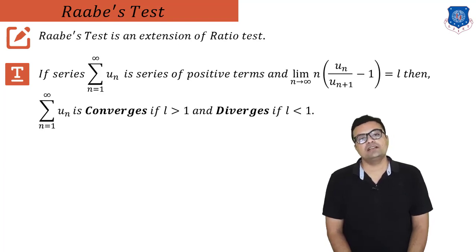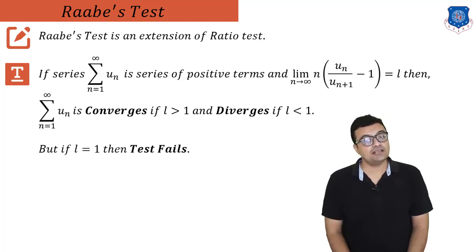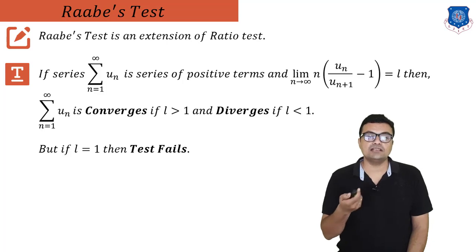And if that limiting value is given by L, upon value of L we can say whether given series is convergent or divergent. But here again the constraint is if this L is equal to 1, this test is not going to work. This test is failed, and if test is failed, that doesn't mean that series is divergent, it simply means that we need to go for some other test.